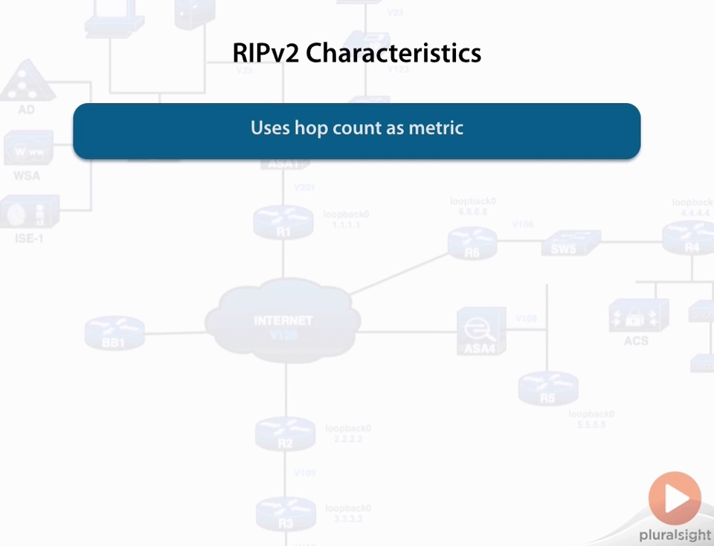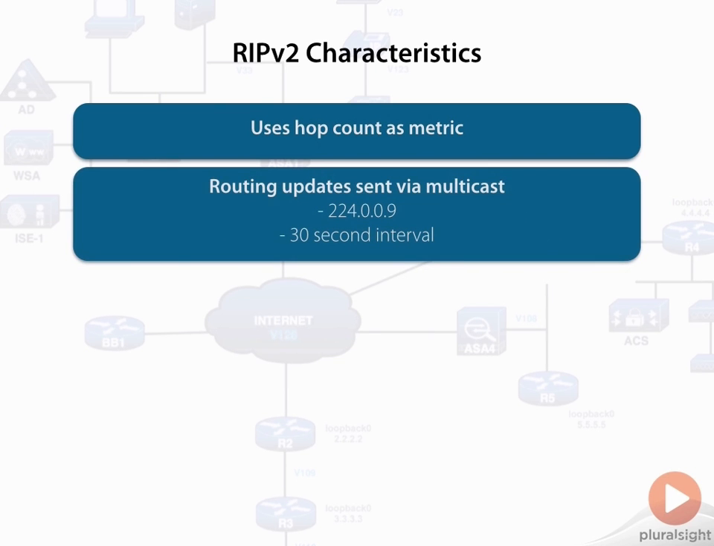Now, in addition to using hop count as its metric, the routing updates that are sent by RIP version 2 specifically are sent via multicast. So what this means is that the destination in the packet or in the routing update is 224.0.0.9. And these are sent every 30 seconds out of all of the interfaces that are enabled for routing.